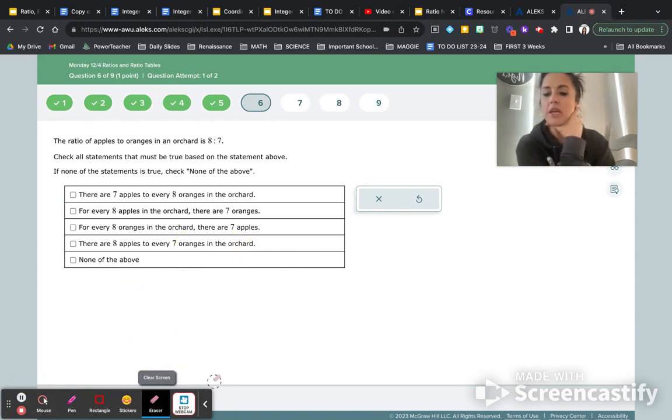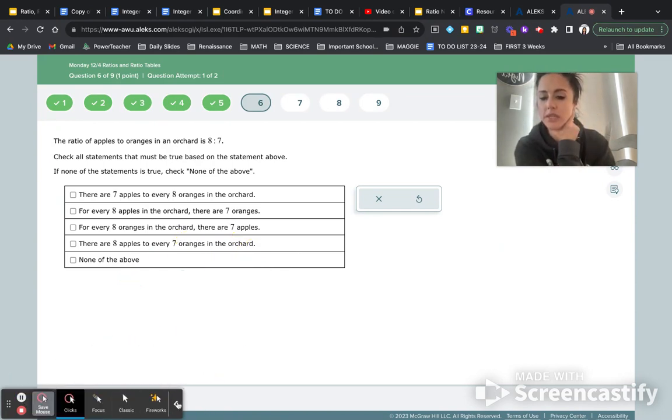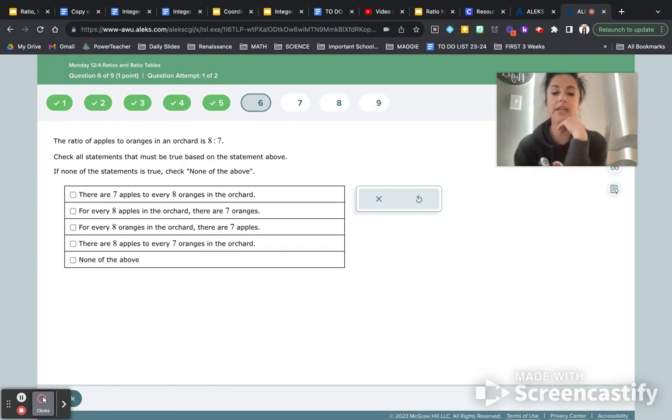Cool. Okay. So using this scenario, it looks really difficult because there's a lot of words, but other than that, it's really not. They're going to give you a ratio, and then you have to see if that's really what they're saying down below. So the ratio of apples to oranges is 8 to 7.